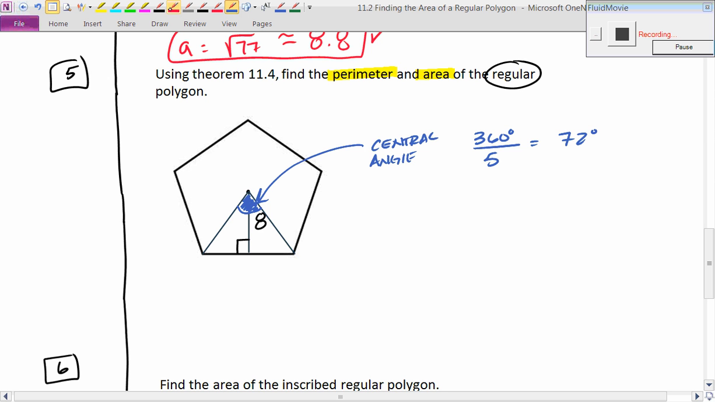Now what I'm going to do is draw one of these triangles over here. So it's going to look like this. Okay, I know that this is 8. I know that this angle now becomes what, you guys? Half of 72, which is 36. Very good. This is a right angle, and the thing that I'm looking for is over here, which is called x.